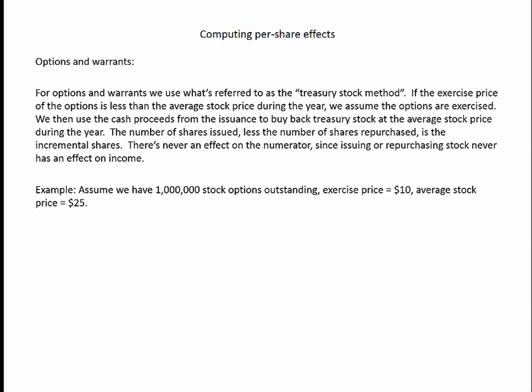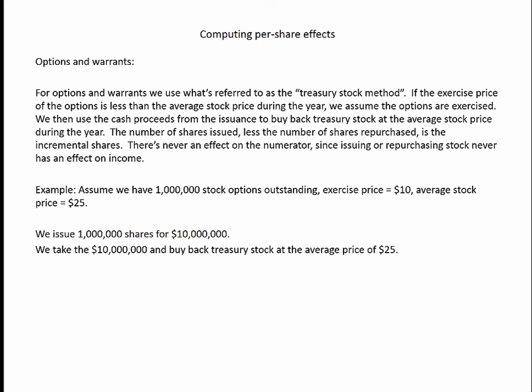So let's assume that we've got 1,000,000 stock options outstanding. The exercise price is $10. The average stock price is $25. So we're going to assume we issue 1,000,000 shares for $10 each, or $10 million. We're going to turn around and take our $10 million and buy back treasury stock at the average price of $25 per share. So how many shares can we buy back with $10 million if they cost $25 each? We can buy back 400,000 shares.